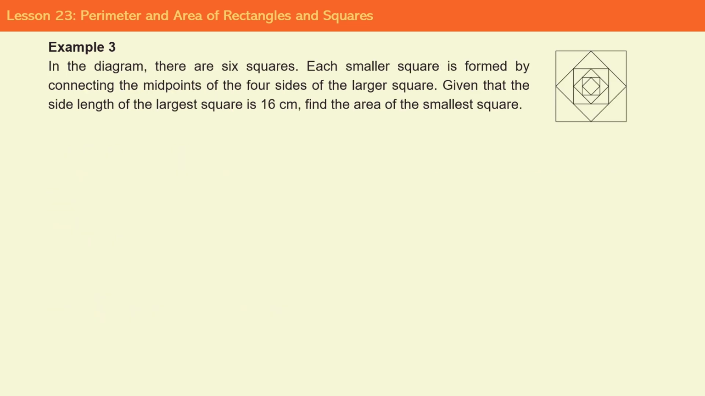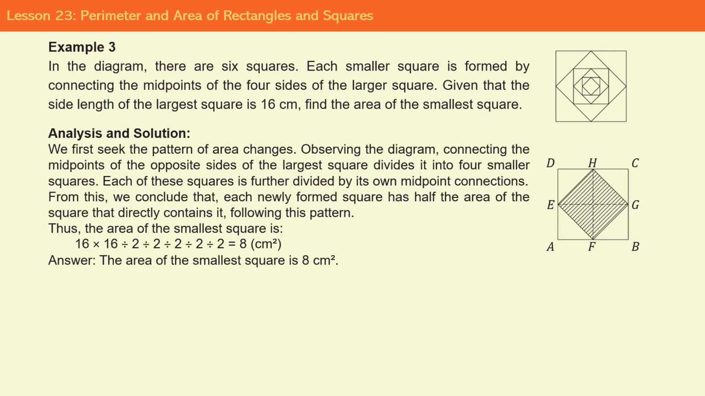Example 3. In the diagram, there are 6 squares. Each smaller square is formed by connecting the midpoints of the four sides of the larger square. Given that the side length of the largest square is 16 cm, find the area of the smallest square. We first seek the pattern of area changes. Observing the diagram, connecting the midpoints of the opposite sides of the largest square divides it into 4 smaller squares.